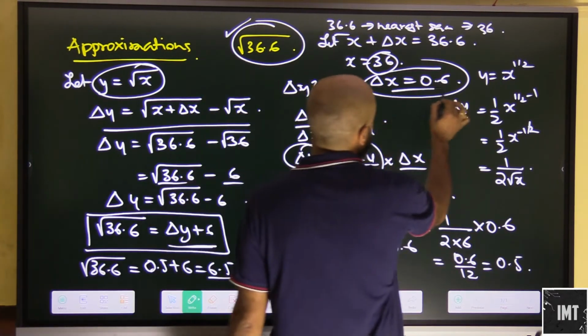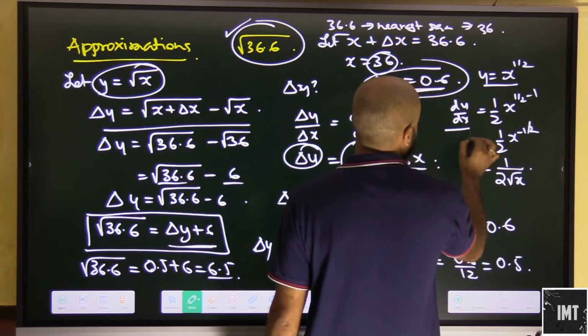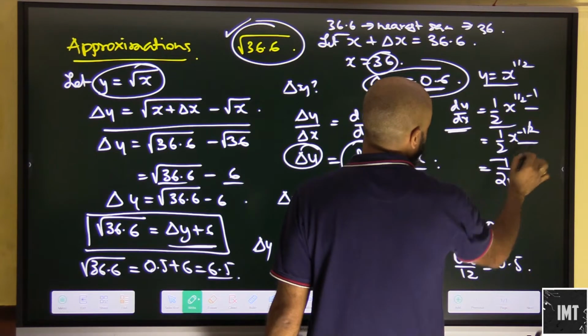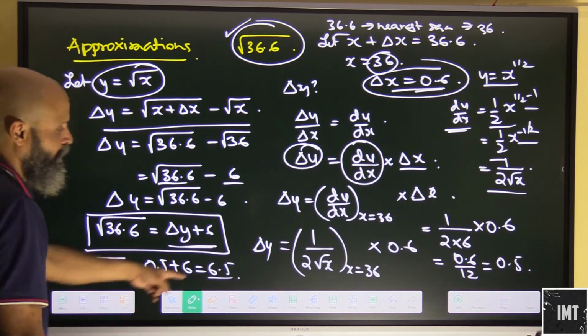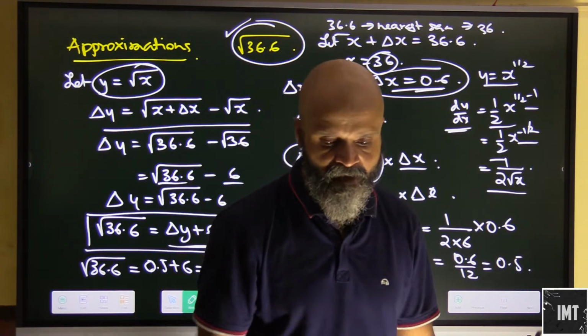Now, we have y is equal to x raised to half, dy by dx is equal to half x raised to minus half, so this will be 1 by 2 root x. So that gives us a value of 6.5.